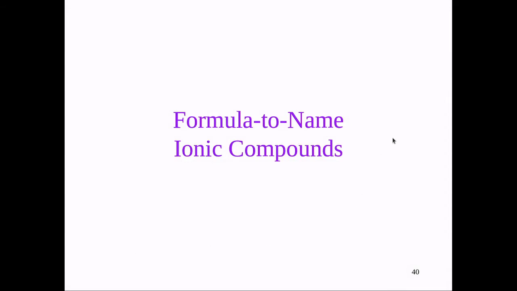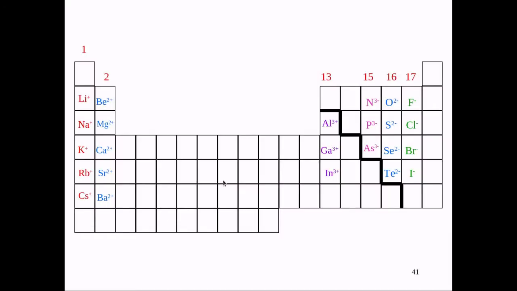In this video I want to talk about how you go from the formula to the name of an ionic compound. So the first thing I want to do is remind you guys of this graphic that we had in chapter 4, where given the position in the periodic table, we can know what the charges are of certain cations and anions that are going to form for a specific element.